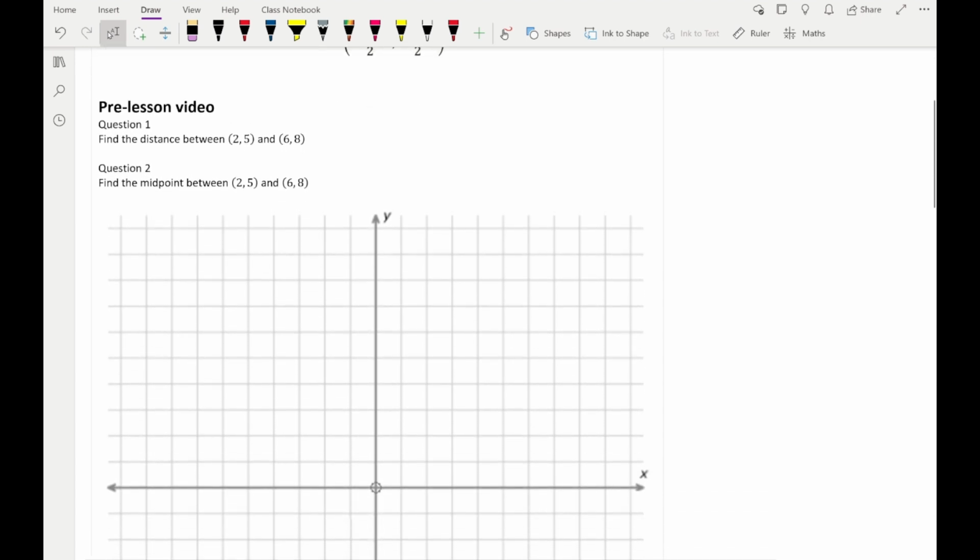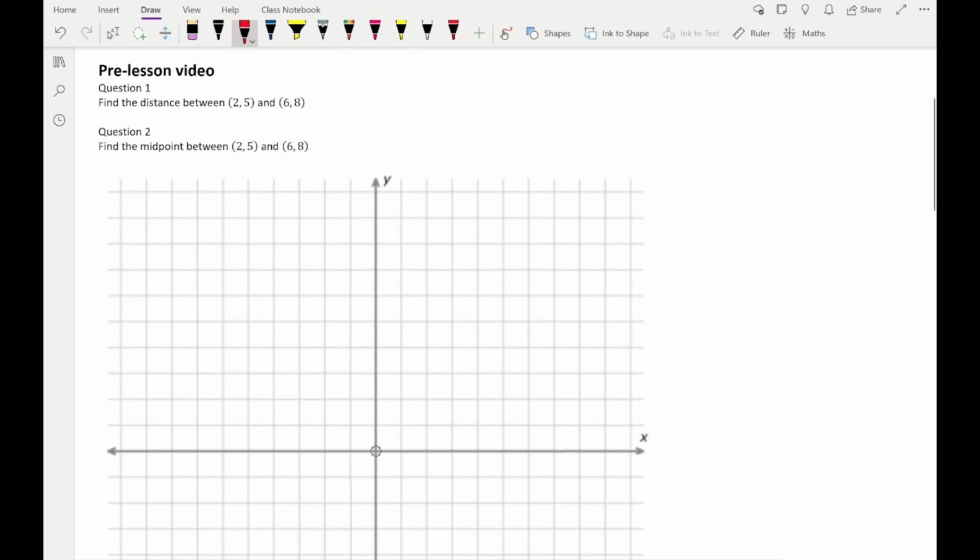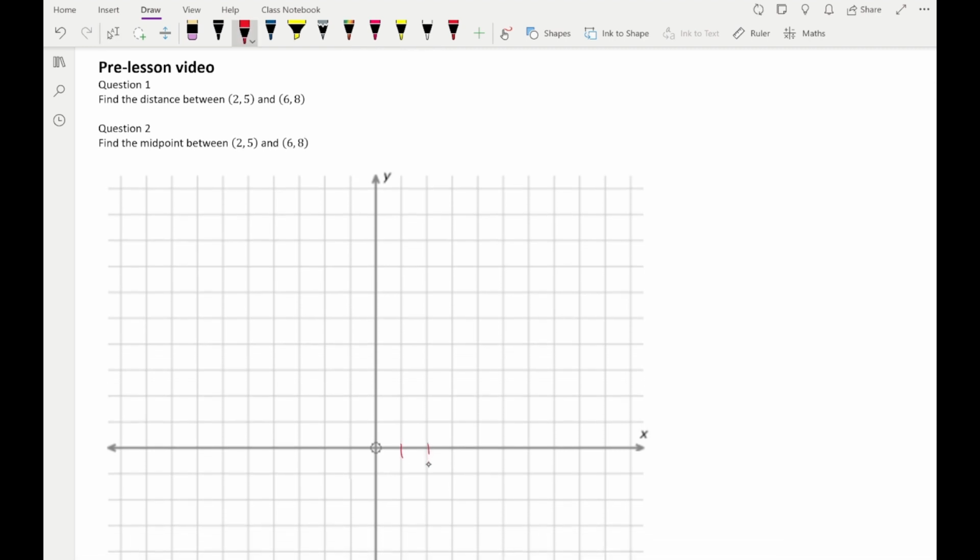We've got these 2 points, (2, 5) and (6, 8). We're going to find the distance and the midpoint between those. So let's put these points in. 1, 2, and 1, 2, 3, 4, 5 will be our first point. Here it is, (2, 5). Next point we've got is (6, 8), so I'm going to go all the way out to 6 on the x, and 5, 6, 7, 8 on the y. Just putting it out like that.